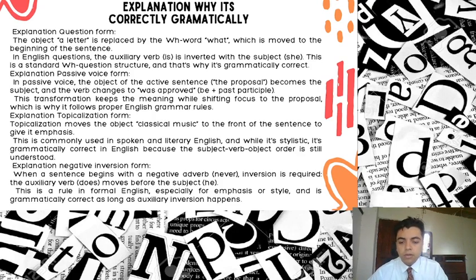Explanation, negative inversion form. When a sentence begins with a negative adverb, such as never, inversion is required. The auxiliary verb does moves before the subject he. This is a rule in formal English, especially for emphasis or style, and is grammatically correct as long as auxiliary inversion happens.